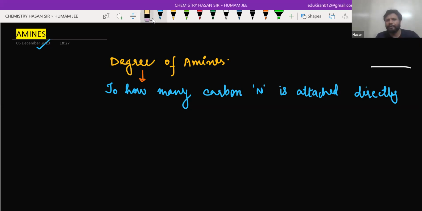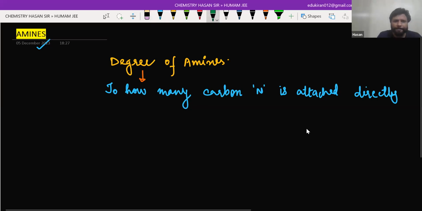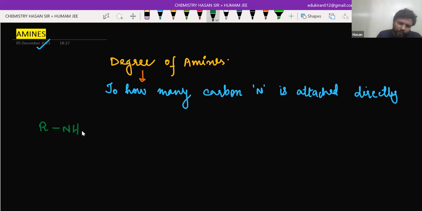So very simple it is. If I'm going to show you, this is your amine, RNH2. So you can see N is nitrogen, NH2 is amine, and R is alkyl group, one carbon or any other carbon. That means this nitrogen is connected with only one carbon directly. So this will be known as primary amine.